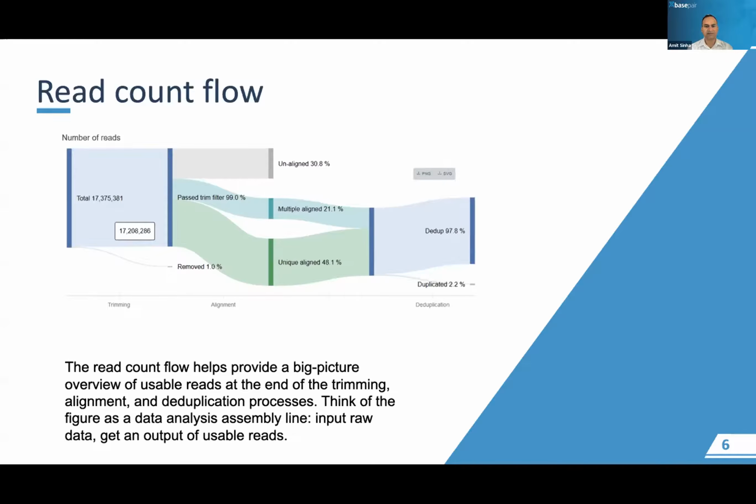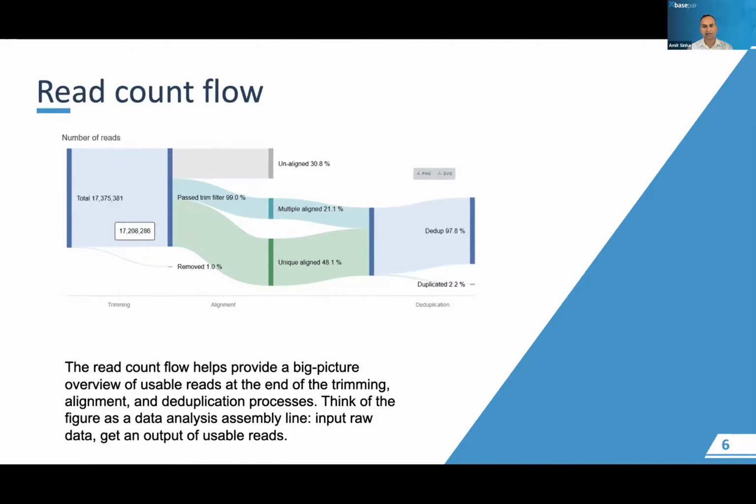So in this case, we see that we started with about 17 million reads. In the trimming step itself, we lost about 1% of the reads. So then we use the remaining 99% of reads and align to the reference genome. And out of these reads that we aligned, about 48% aligned uniquely at a single position, and 21% of the reads aligned at more than one position.